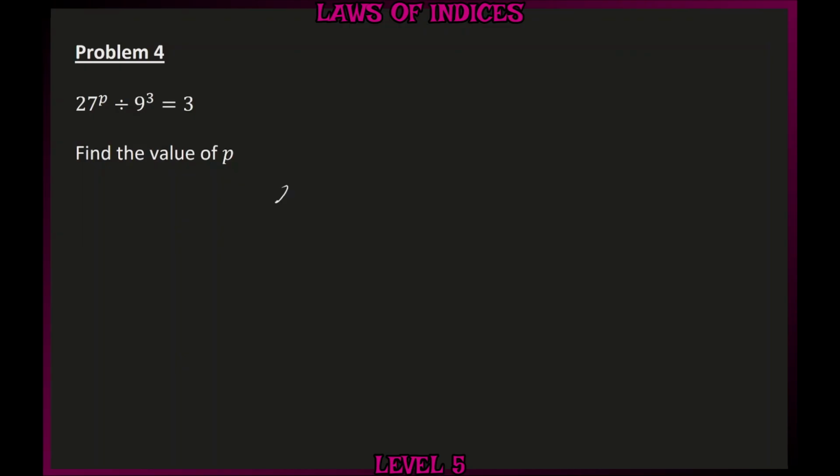And this means that 27 to the power of p divided by 9 to the power of 3 is equal to 3 can be rewritten as 3 to the power of 3, because 27 is 3 times 3 times 3, still with the power of p on it, divided by 3 to the power of 2, because 3 times 3 is 9, still with the power of 3 on it, and that's equal to 3, which we can also write as 3 to the power of 1.